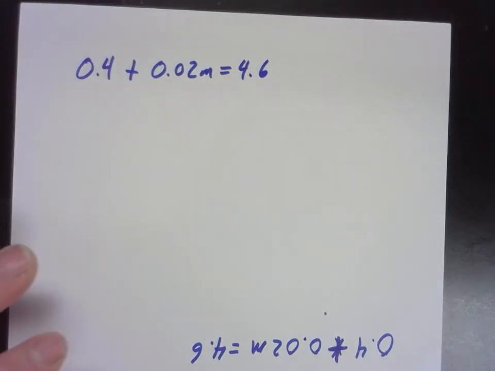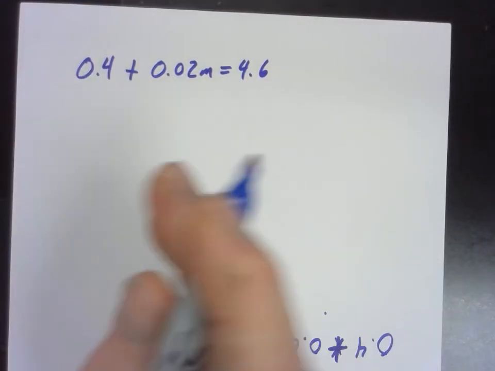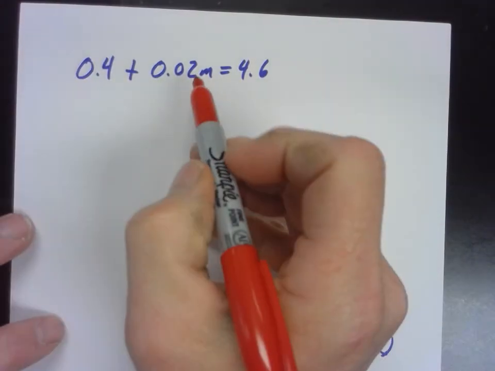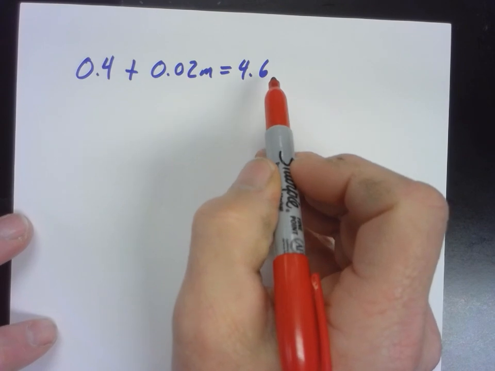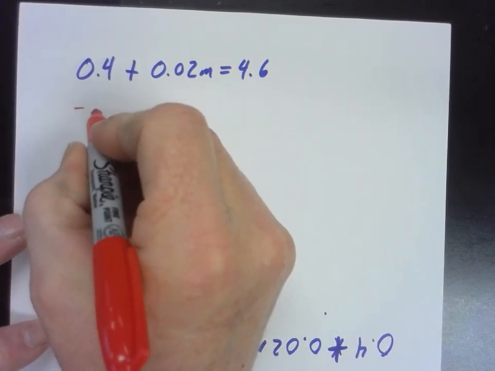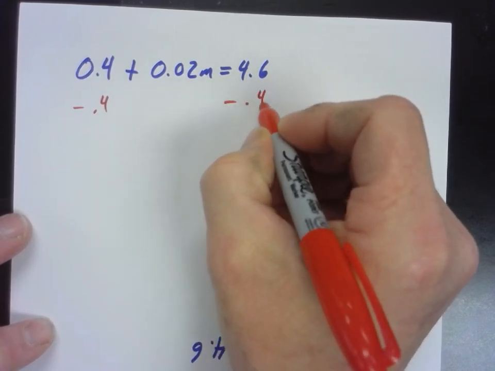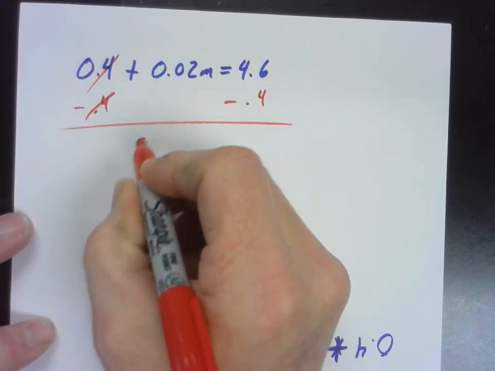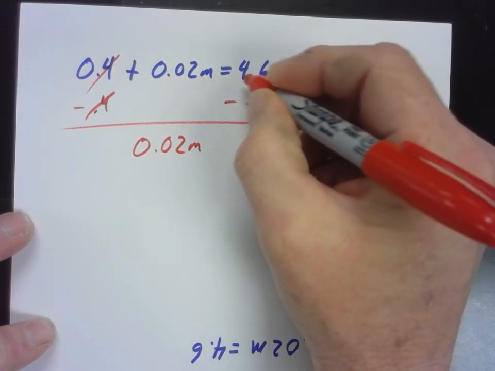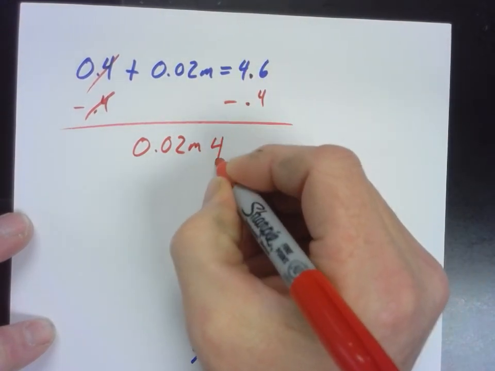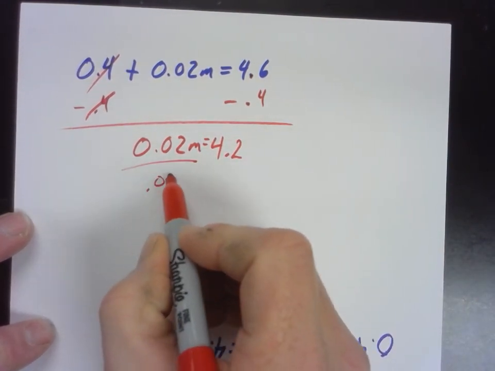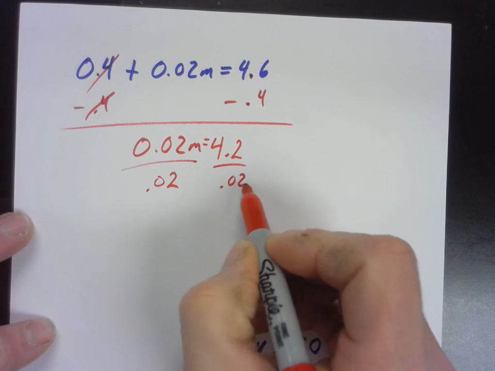Okay, we can just solve this like normal. No parentheses, no like terms, no variable on both sides. What's got to go right now? Okay, so we're going to subtract 0.4 from both sides. Now I'm just careful about the way I do this. I'm going to line up my decimals, and that's pretty easy, 4.2. And then we just have to divide both sides of the equation by 0.02.